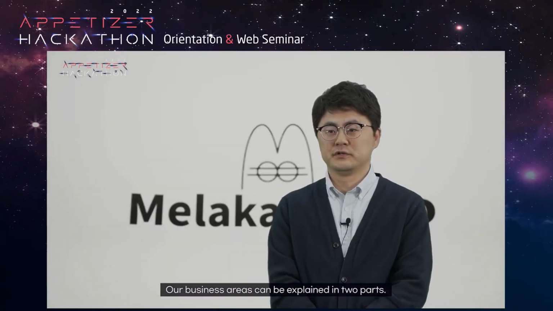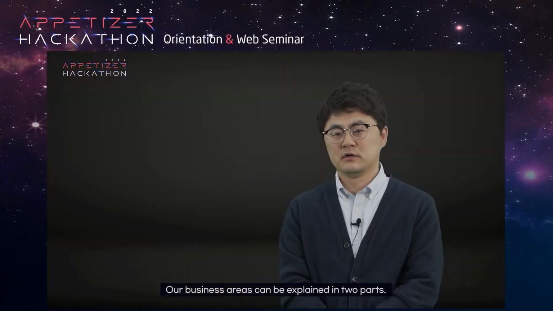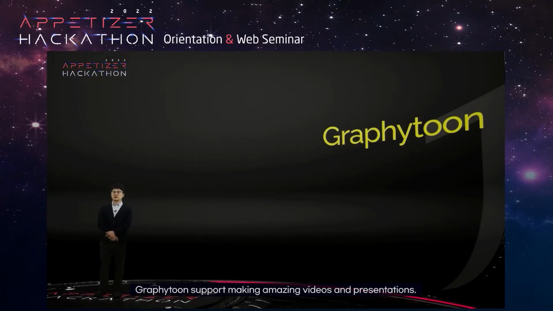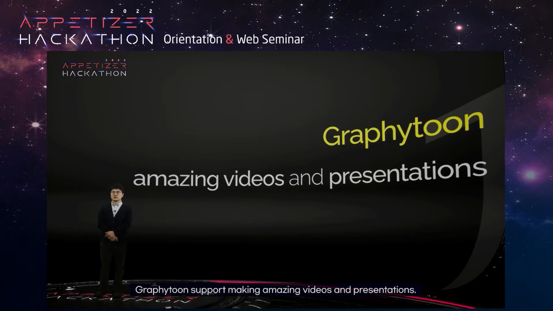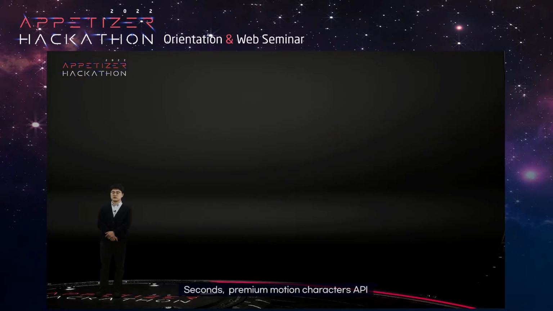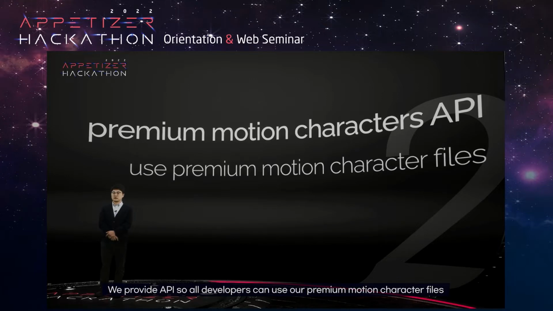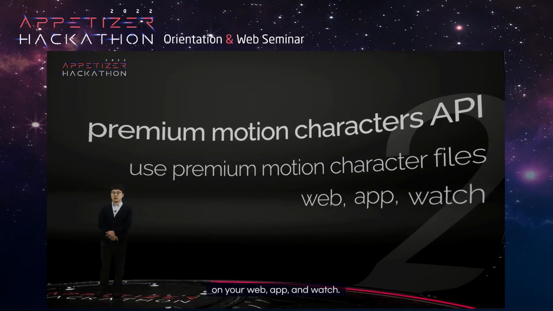Our business areas can be explained in two parts. First, the animated content solution. APPETIZER support making amazing videos and presentations. Second, premium motion character API. We provide API so all developers can use our premium motion character files on your web, app, and watch.